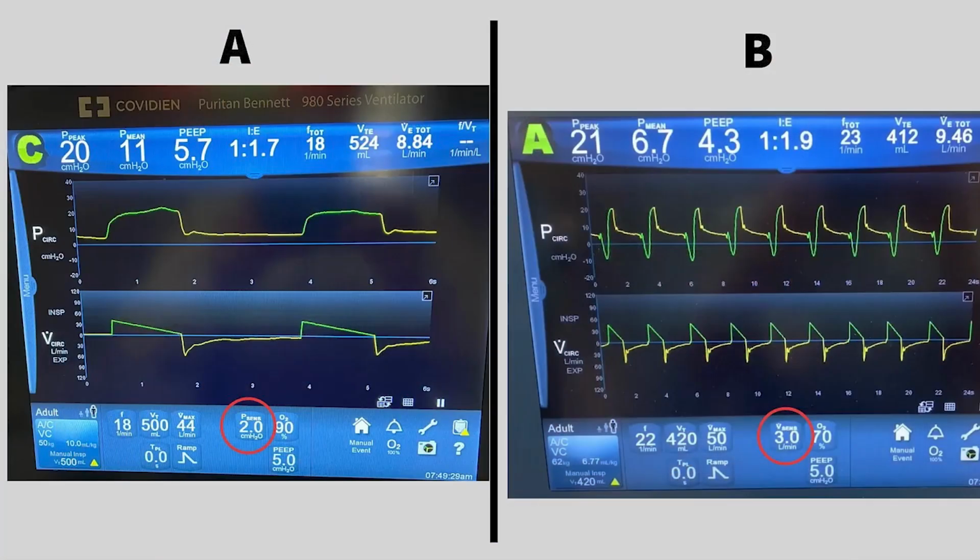Take a look at these two screenshots of two ventilators. On picture A, the word P sense shows the pressure trigger. It's set at 2 centimeter H2O, meaning the patient must reduce the airway pressure by at least 2 centimeter H2O to trigger a breath. We usually set it between 2 and 3 centimeter H2O.